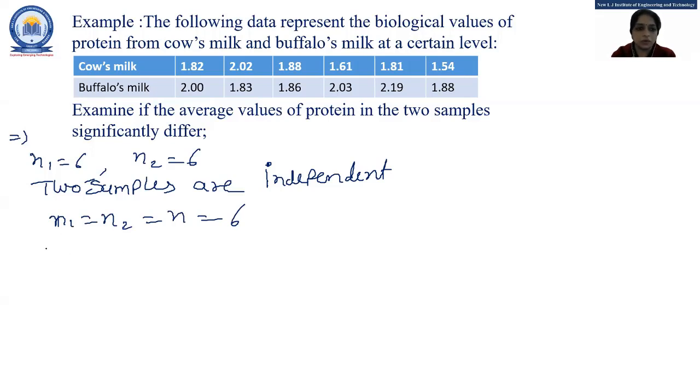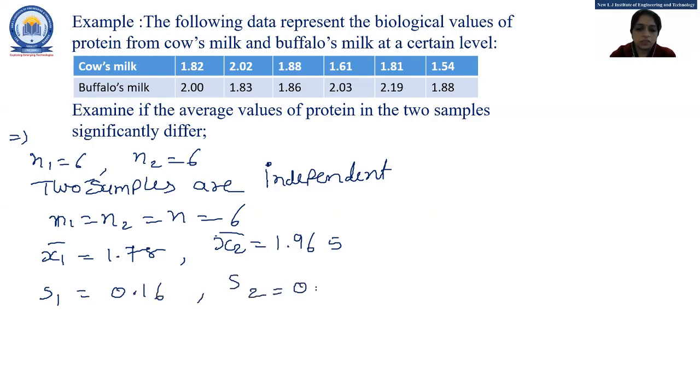With the help of the calculator, we can calculate X1 bar, and that is 1.78, and the X2 bar from the other sample, buffalo's milk, that is 1.965. Also, we can calculate the standard deviation S1, that is 0.16, and S2, that is 0.124.